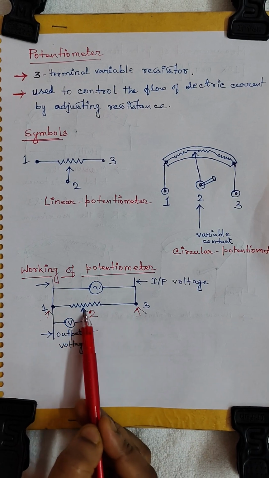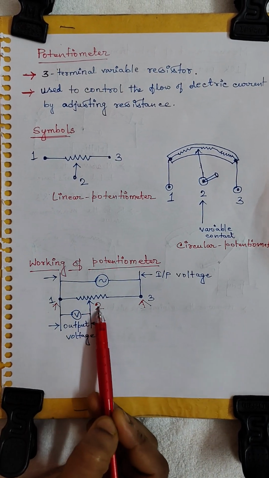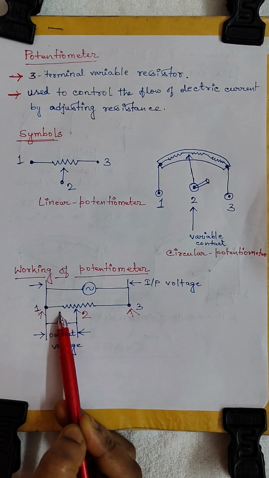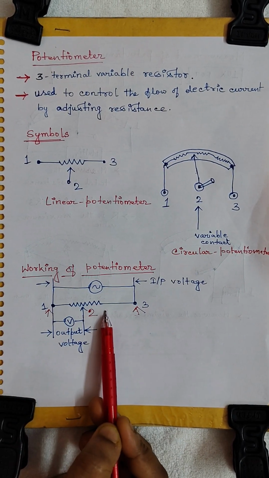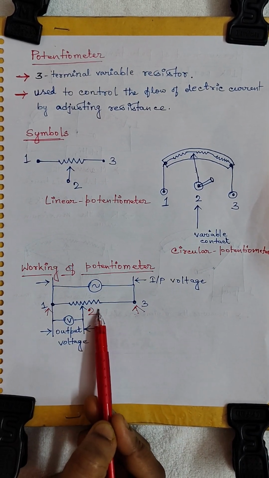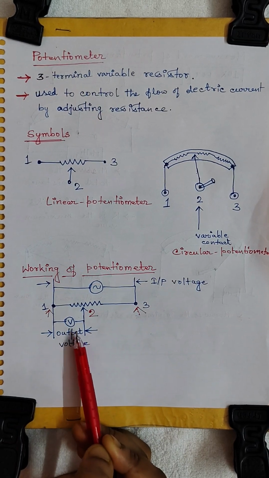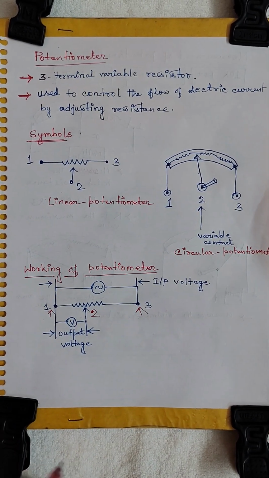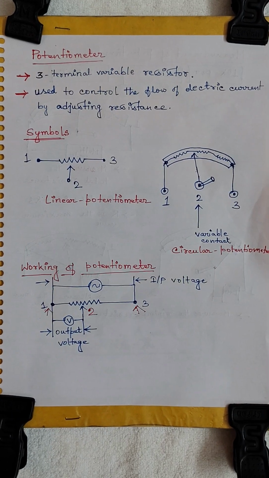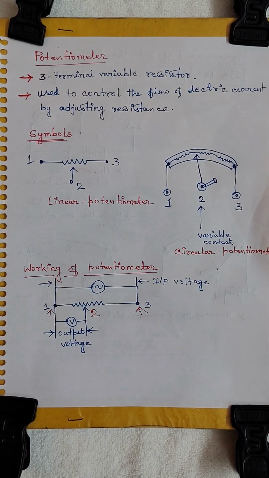Now, when you vary the position of this terminal 2, the resistance value is basically varied, and depending on that resistance value, the voltage drop will be different, which is measured by this voltmeter. So this is basically the working principle of the potentiometer.